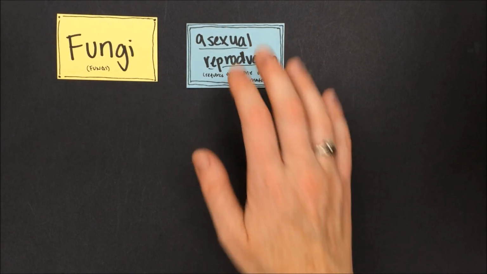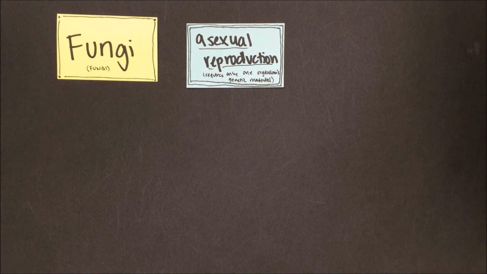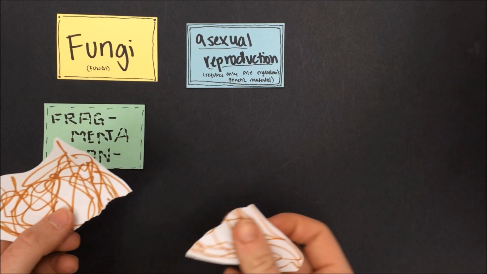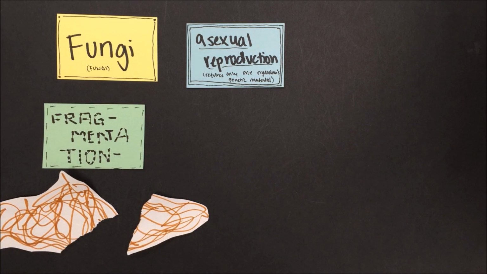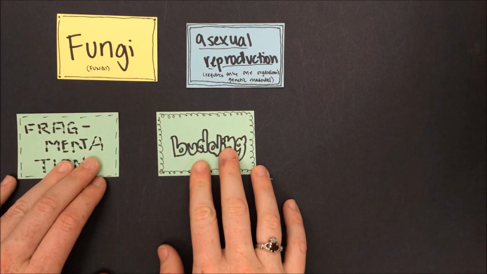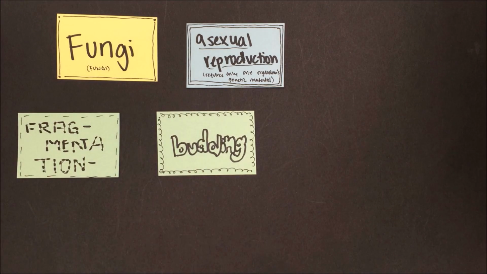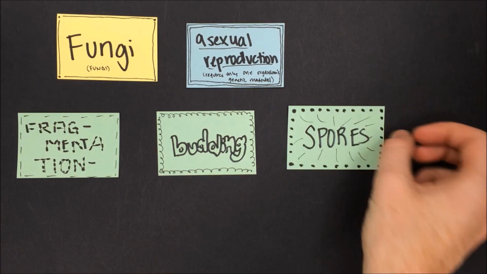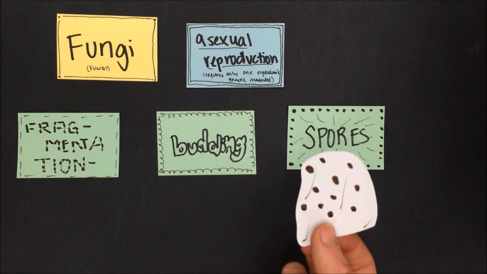Let's first talk about ways that fungi can asexually reproduce. In the process of fragmentation, the hyphae or mycelium break apart and can grow into two identical organisms. In the process of budding, which is used by yeasts, one organism breaks off smaller parts to create identical clones. Other fungi asexually reproduce by releasing spores.